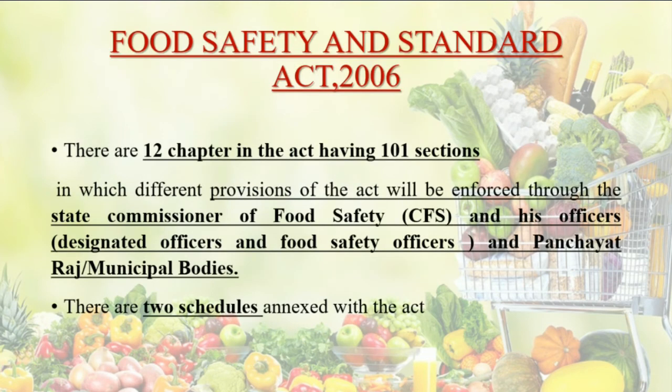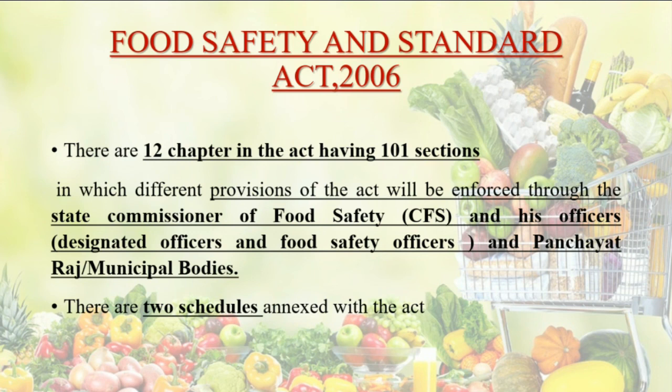So in the last, let's have a glance over some of the facts about the FSS Act. If we talk about certain important facts of the Act, there are a total of 2 schedules in the Act, and there are a total of 12 chapters. The Act is divided into 12 chapters, and the total sections in the Act are 101. In these 101 sections, the whole Act is described, the different rules and regulations of each and every food product, and about the FSSAI authority. Everything has been explained in this Act, in these 101 sections.